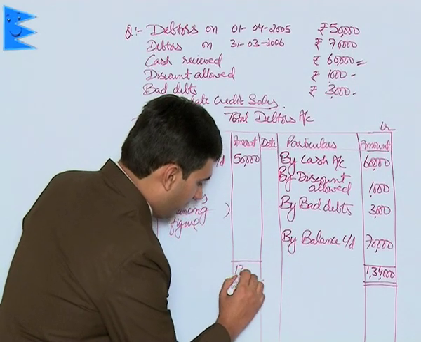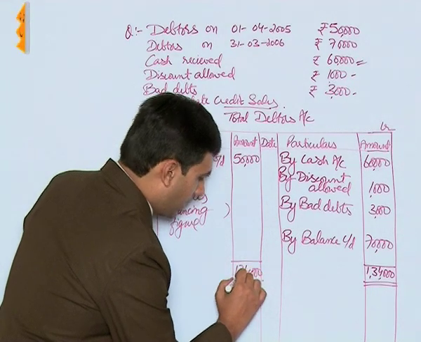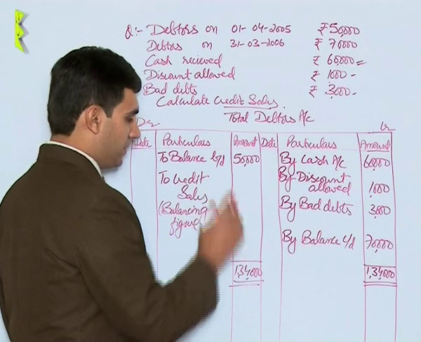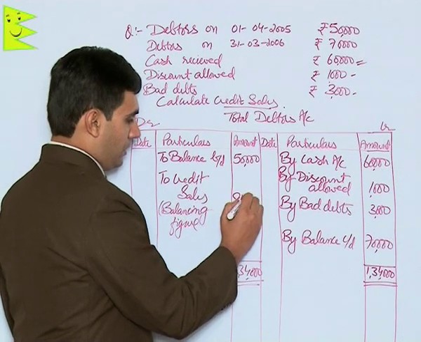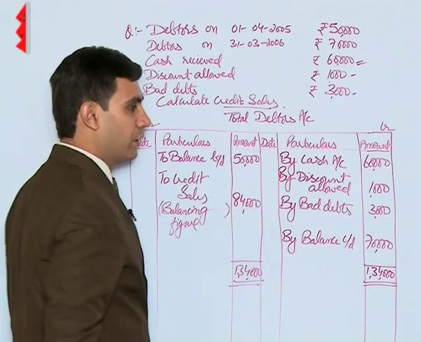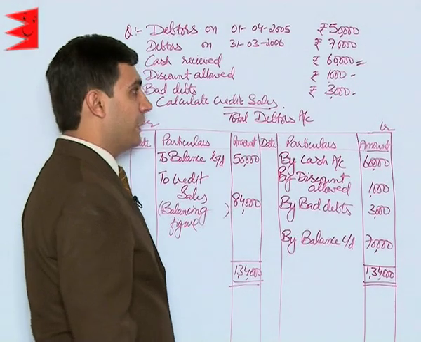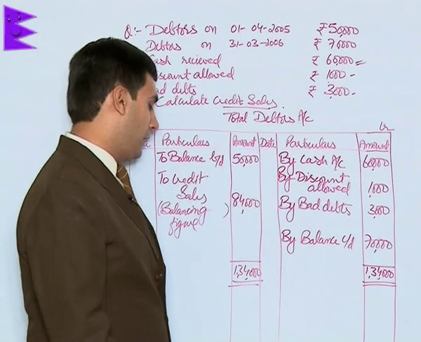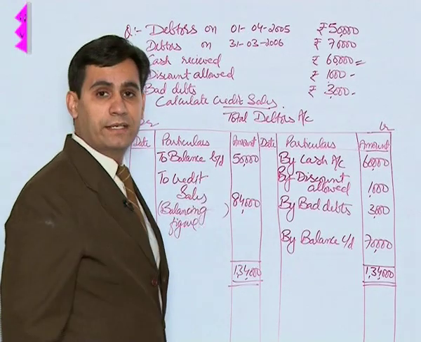And by balancing figure we mean that this amount has been calculated by deducting the two columns. So 134 minus 50 comes to 84,000. So we can clearly see that by posting these accounts, we are able to calculate the amount for credit sales.